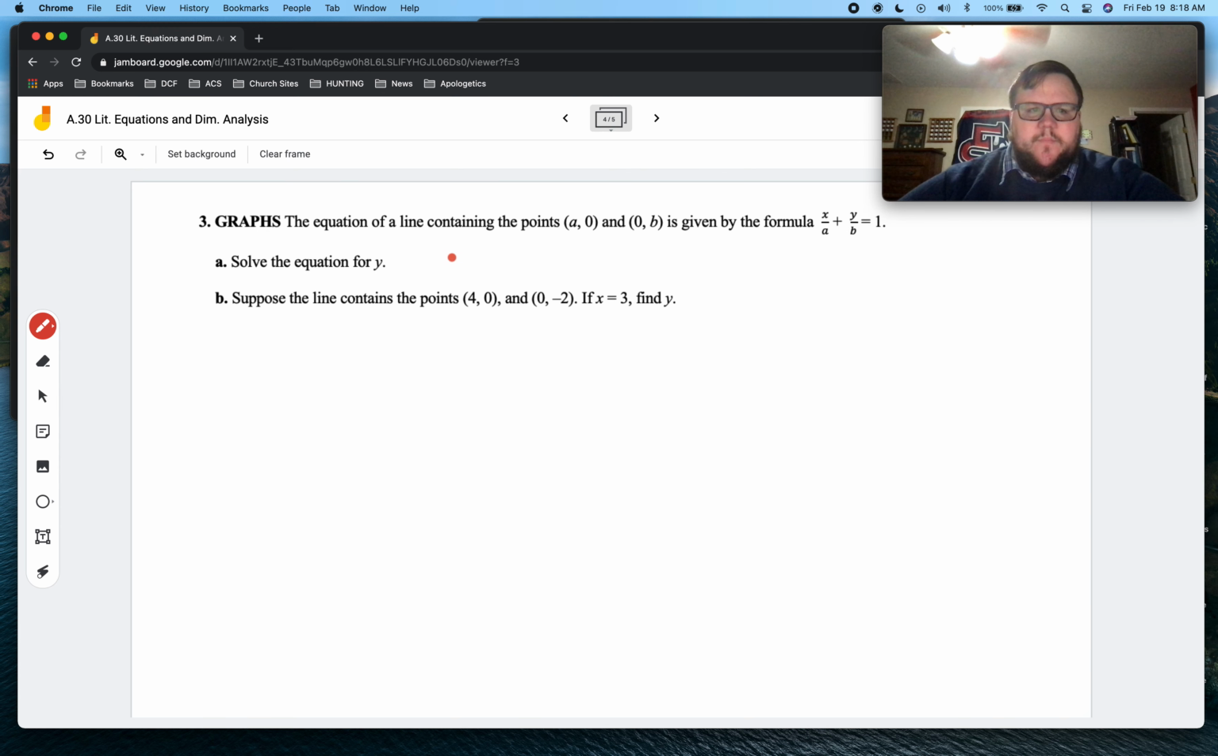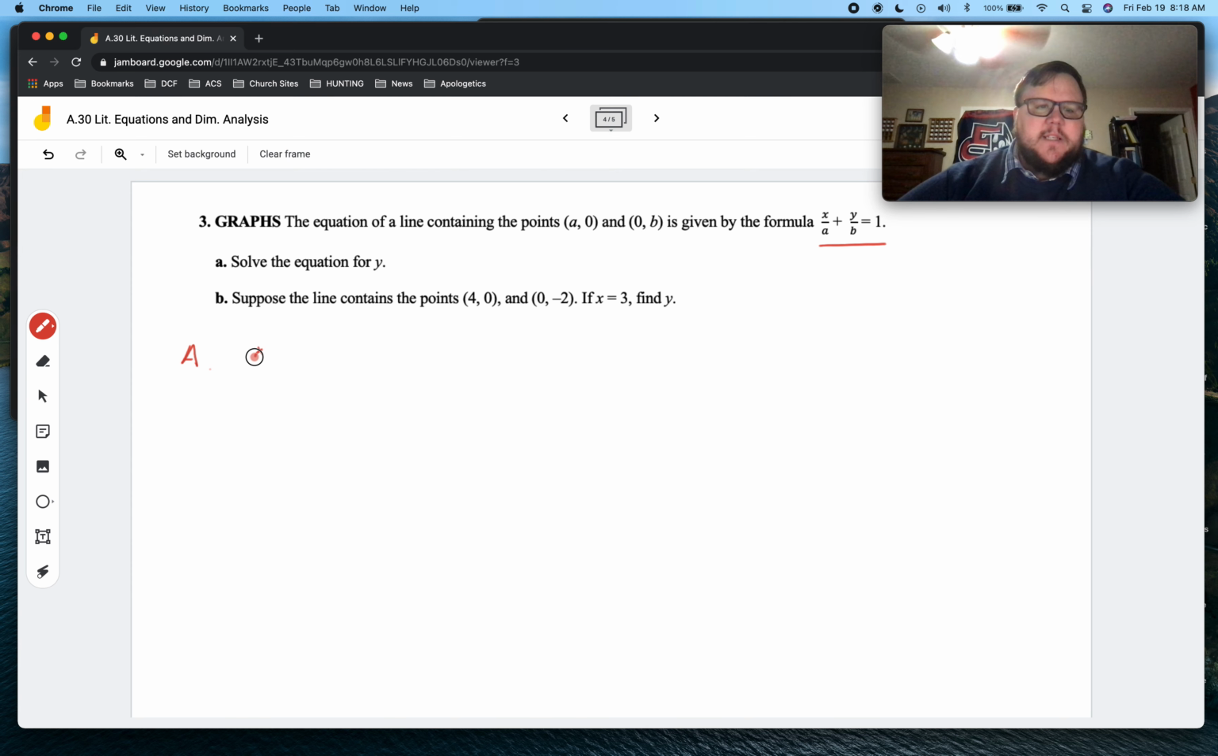Next one. The equation of a line containing the points a, 0 and 0, b is given by the formula x over a plus y over b equals 1. So, part A, solve it for y.